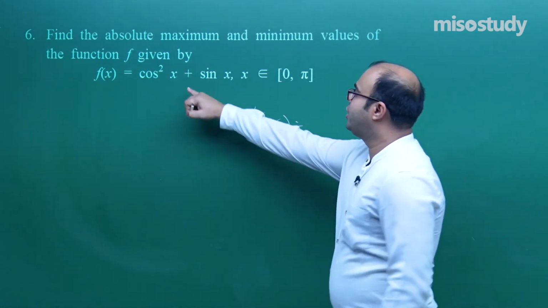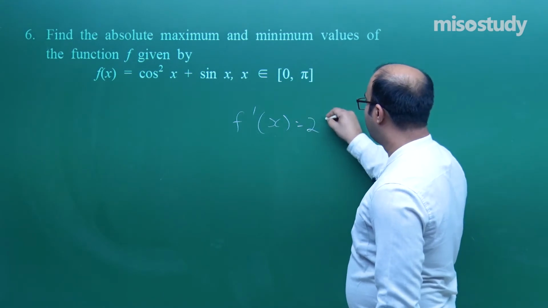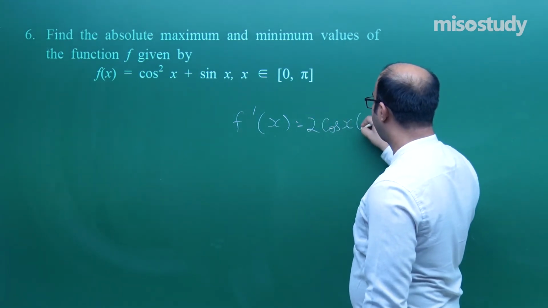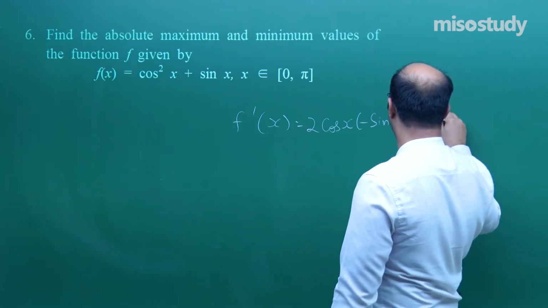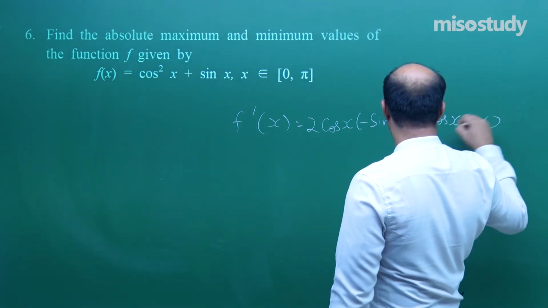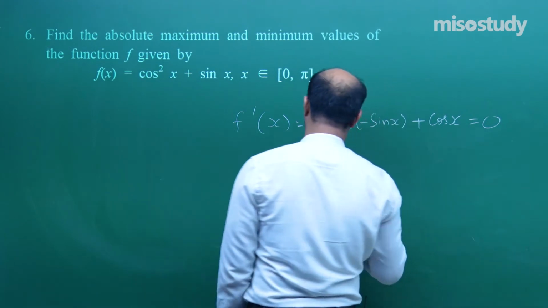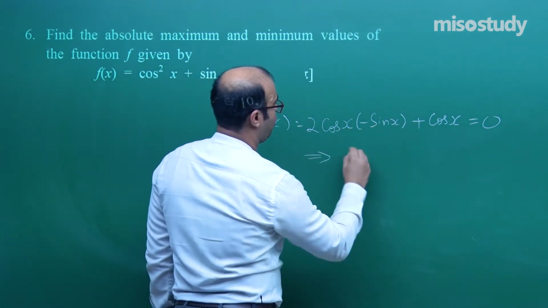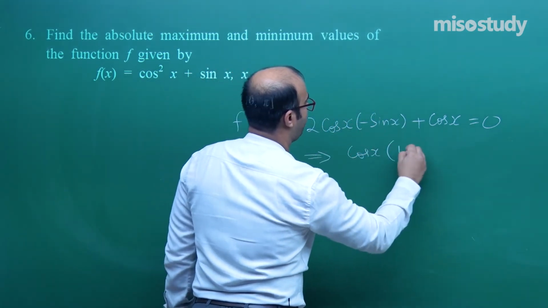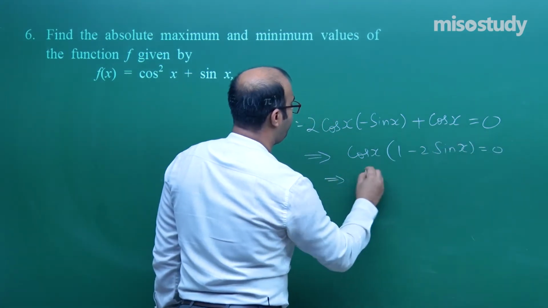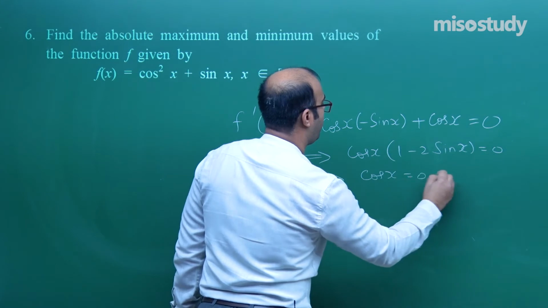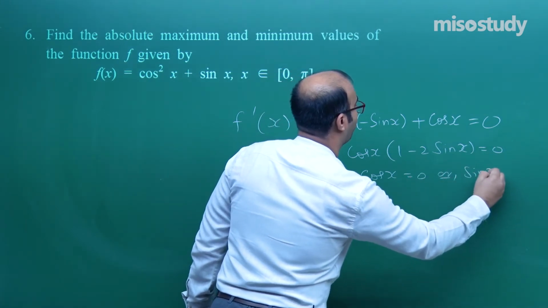When we differentiate this, f dash x will be 2 cos x into minus sin x, plus sin x will differentiate to give you cos x. We will equate it to 0 as it cannot be undefined. In that case, cos x is common, so cos x into 1 minus 2 sin x is equal to 0. This will give you either cos x is equal to 0 or sin x is equal to half.